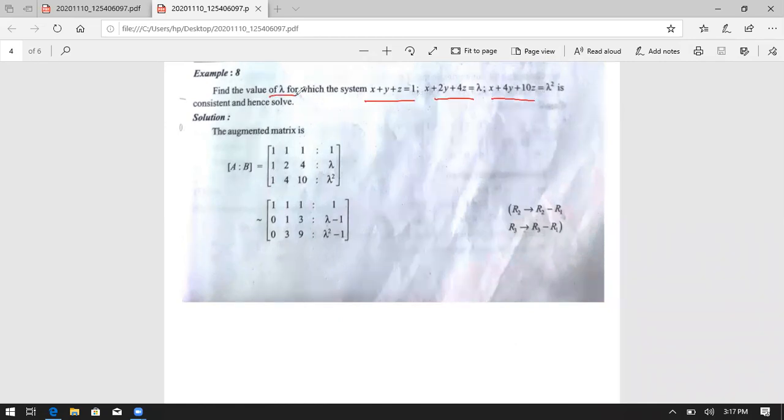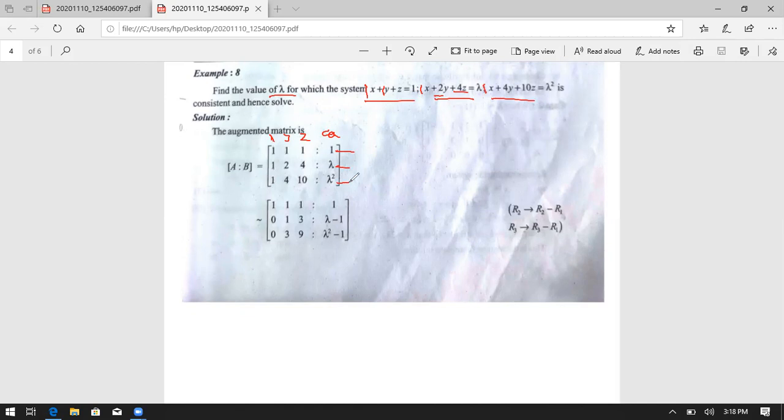See here, first step is the augmented matrix. You write the augmented matrix, meaning the coefficients of x, y and z and constant. I write here 1x, 1y and then 1z, the coefficients of x, y, z and constant. That is the second one. Second equation: 1 is there, 2 is there, 4 is there, lambda. 1, 2, 4 and lambda. Next, the third equation: 1, 4, 10 and lambda square. This is the augmented matrix.